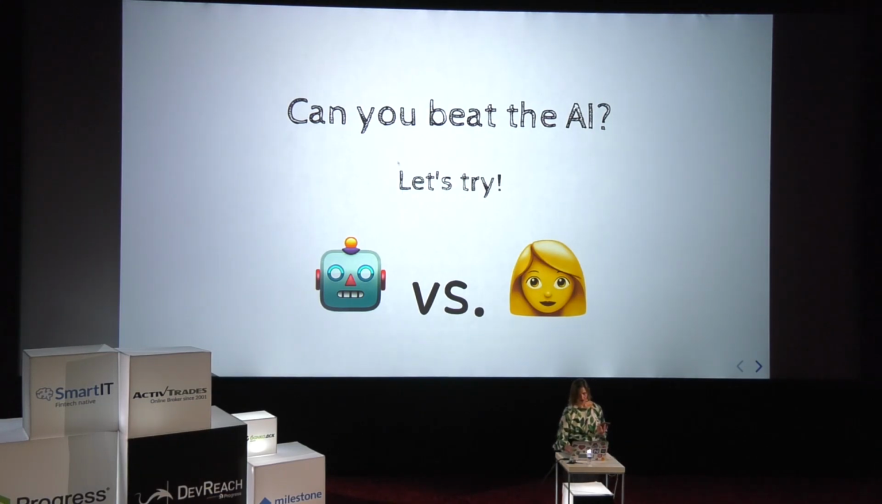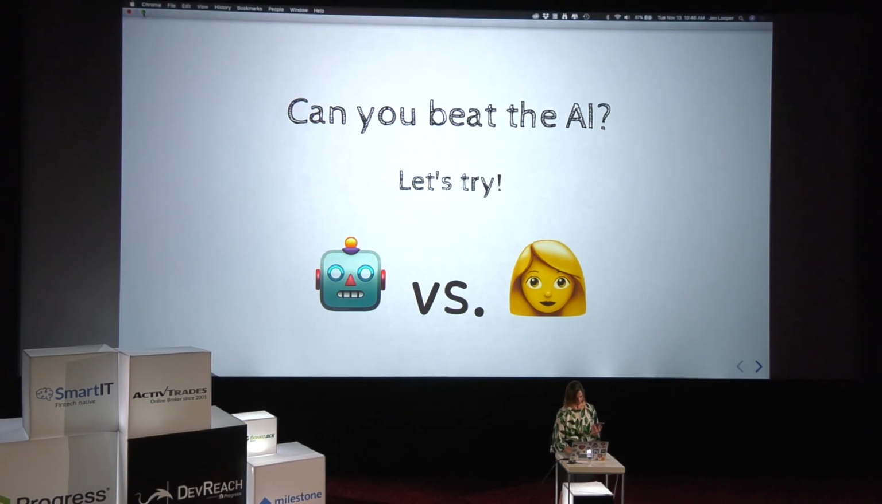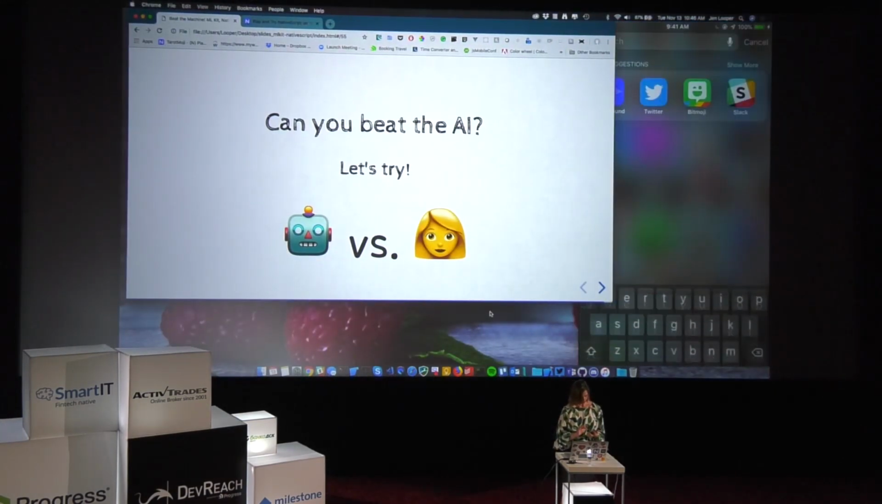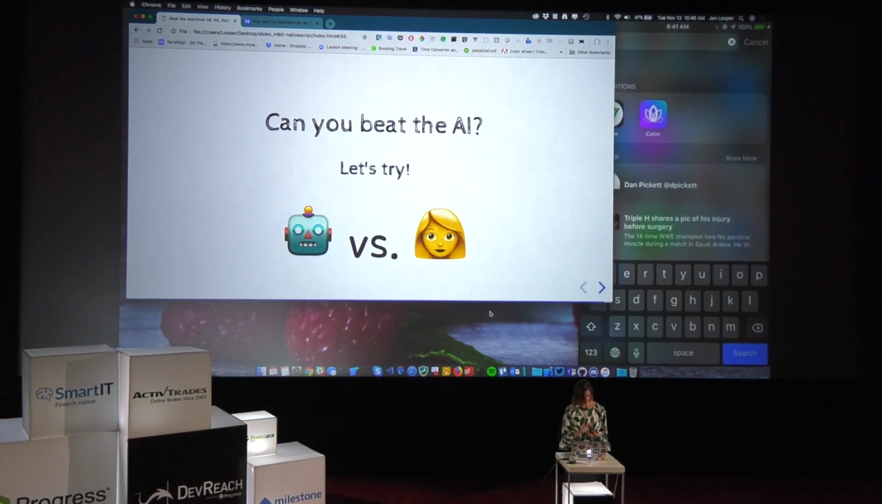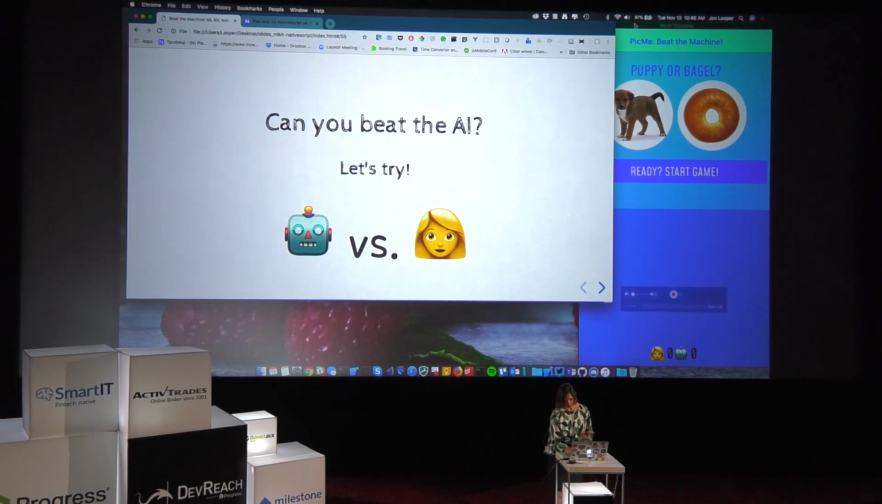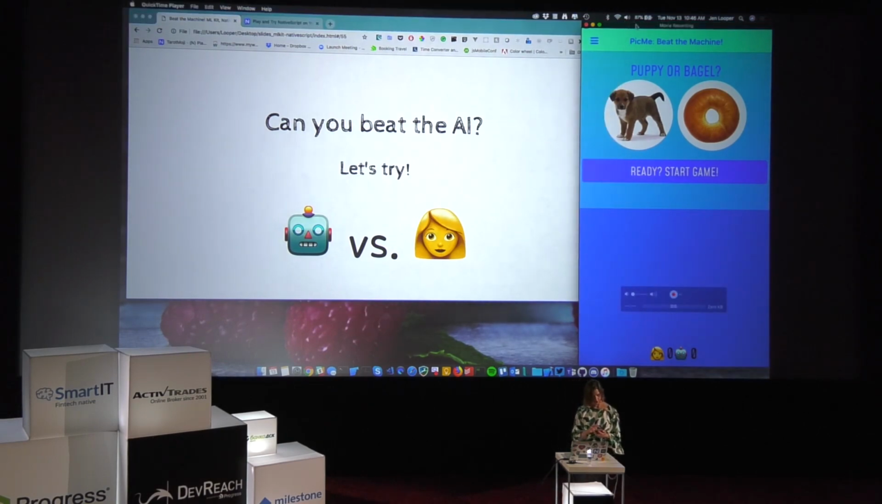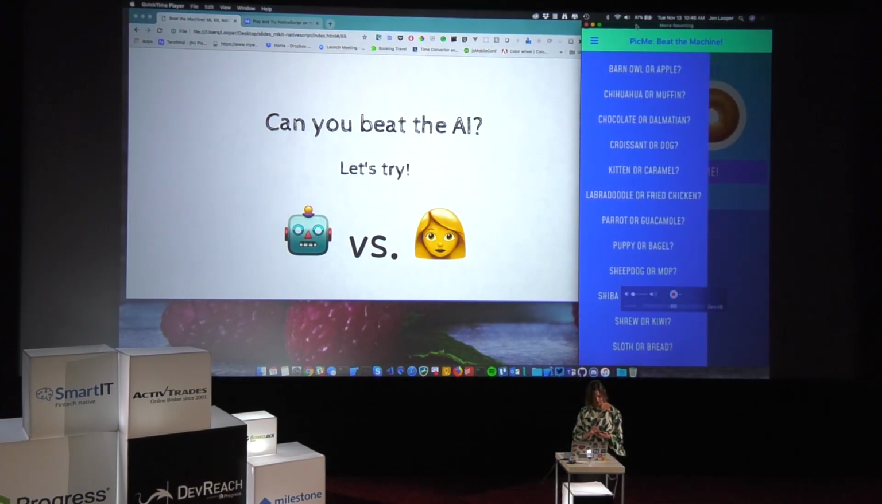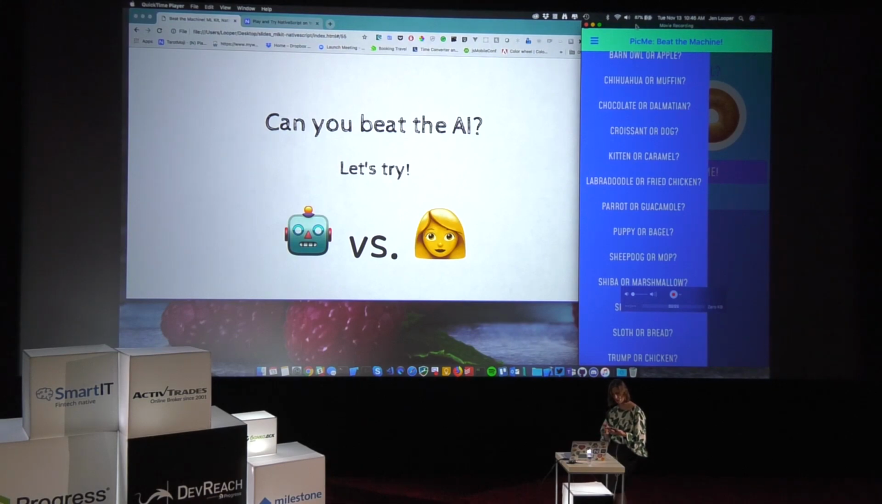So I'm going to fire up this app. Here it is. Okay, so here is the app. And I have a selection of images to sort through. So I have barn owls and apples, chihuahuas or muffins, chocolate or Dalmatian, croissant or dog, kitten or caramel, labradoodle or fried chicken, parrot or guacamole, puppy or bagel, sheepdog or mop, Shiba or marshmallow, shrew or kiwi, sloth or bread, or Trump or chicken. I'm not sure about the last one. We'll have to see how that goes.